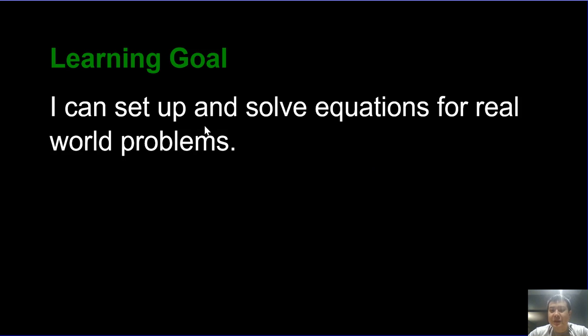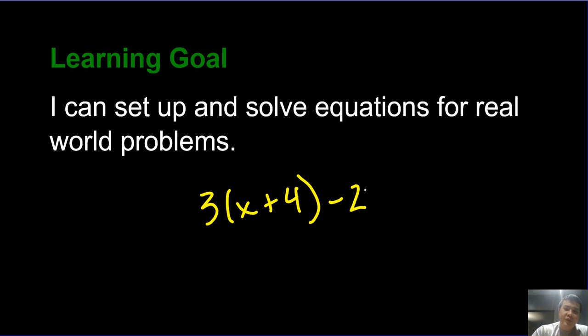Today's learning goal is I can set up and solve equations for real world problems. We're going to be continuing with this learning goal, but today we're going to be using multi-step equations, such as 3x plus 4 minus 2 equals 7. It won't necessarily be that complicated, but these are not just two-step equations. We have to do a little bit more than simply add, subtract, multiply and divide. You have to do the distribution or combine like terms, etc. So let's go ahead and get started.